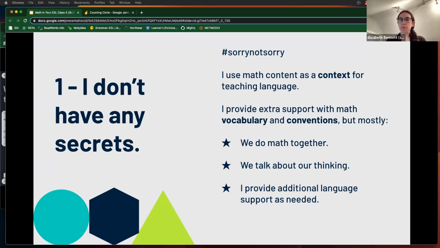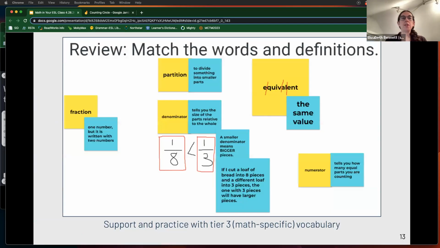I'll show you a few examples of what that looks like. So here we were working on fractions, and I do a lot of these matching activities. Students will try to match a term and then a definition or an example. And here, with 1/8 is less than 1/3, we talked about how to compare fractions and what that symbol means. Again, there's another math convention. You wouldn't really know what that means unless somebody just taught it to you. So we have to be explicit about certain things that are specific to math.